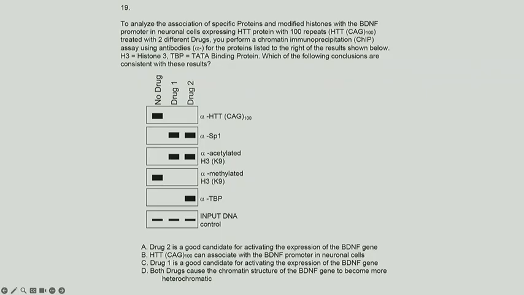Okay, you want to do a ChIP experiment to look at various factors and how they interact with the Huntingtin protein and the Huntingtin promoter. I'm looking at this, looking at which promoter it is. With the BDNF promoter, right? So how do we do this experiment?